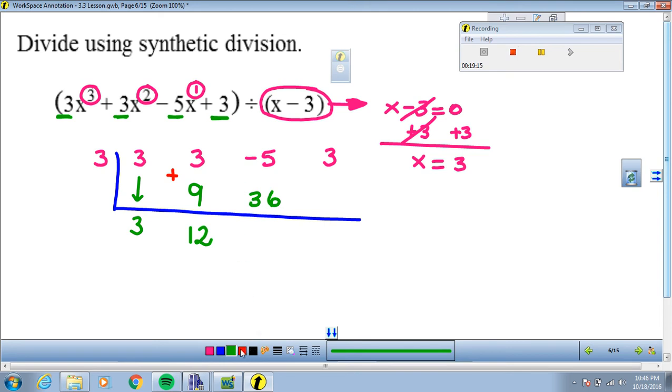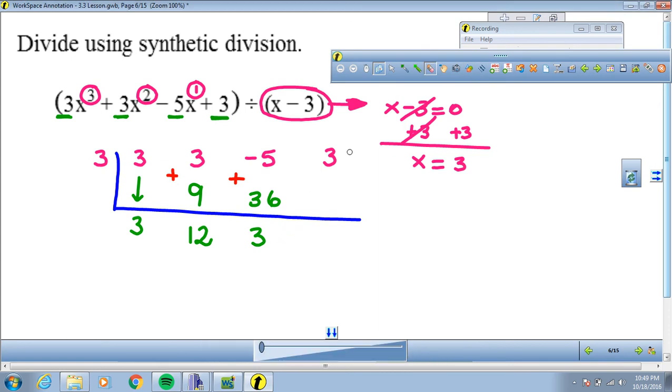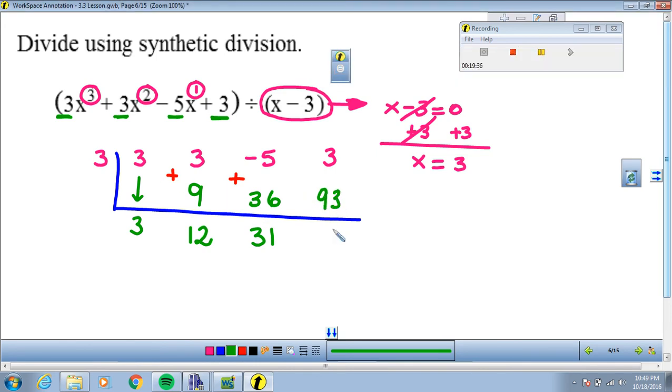And then you add again. So -5 plus 36 would be 31. Oops, I put the 1 too far away from the 3. 31. And then again, 3 times 31, 93. And then you add these two numbers. So 96. Now, this number at the very end is kind of special. This is what we call always the remainder.